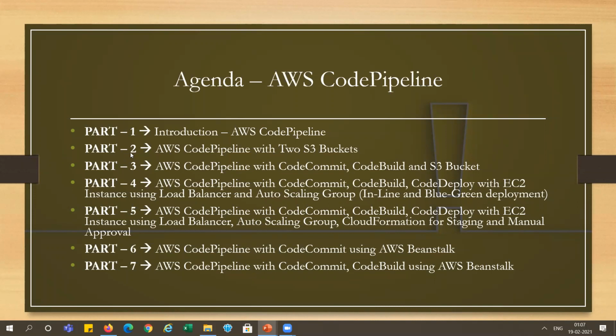So in part 2, we will discuss the AWS CodePipeline with two S3 buckets. Later on, I will add CodeCommit and CodeBuild with the S3 bucket. Next, instead of the S3 bucket, I will use the EC2 instance. Then for the EC2 instance, I will use the load balancer and auto scaling group, and the EC2 instance will run behind this auto scaling group. And we will discuss in-place and blue-green deployment here also.